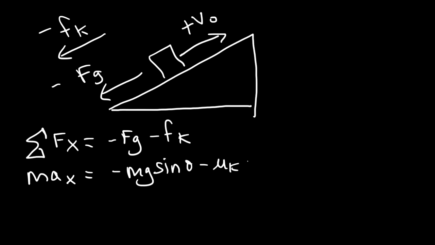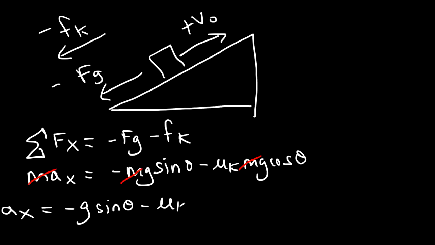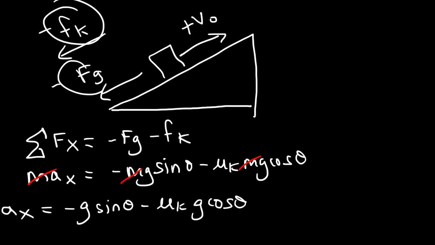So the formula is not going to change. The only thing that's changing is the signs, if it's positive or negative. So therefore, the acceleration is going to be negative g sine theta minus mu k g cosine theta. So these two are working together to slow down the block.